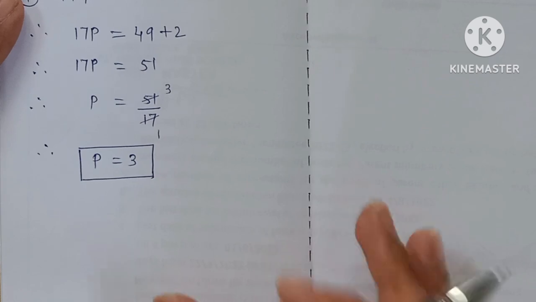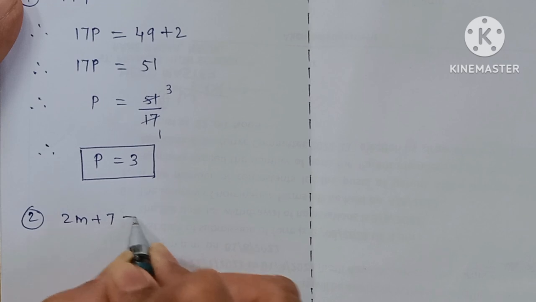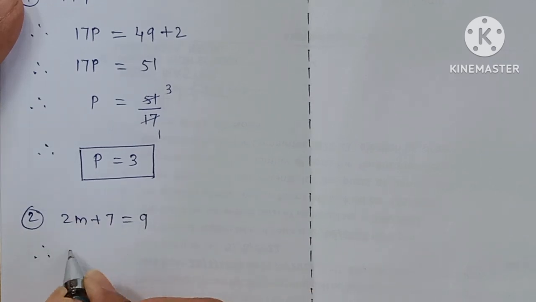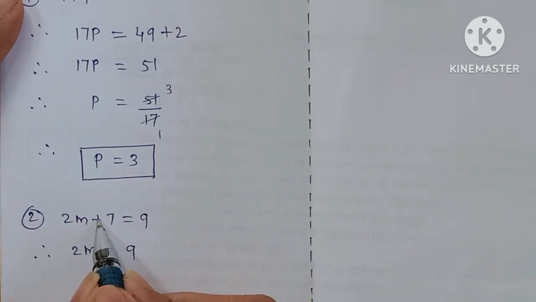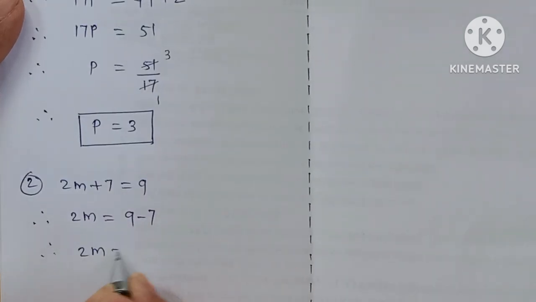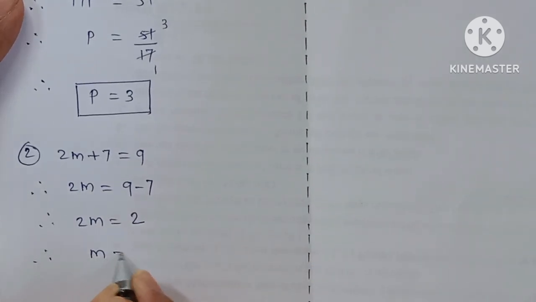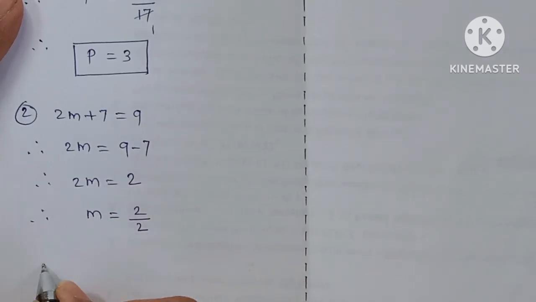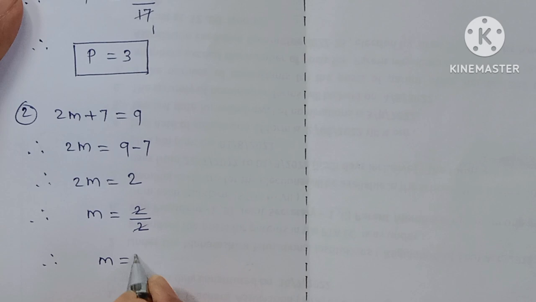Now, second equation is 2m plus 7 is equal to 9. This 2m as it is, equal to 9. Here plus 7 goes to opposite side, minus 7. 2m is equal to 9 minus 7, 2. Now this 2 is multiplied, opposite side it goes, divide. 2 upon 2, 1. 2 to cancel, means what is remaining? 1. Means m is equal to 1.